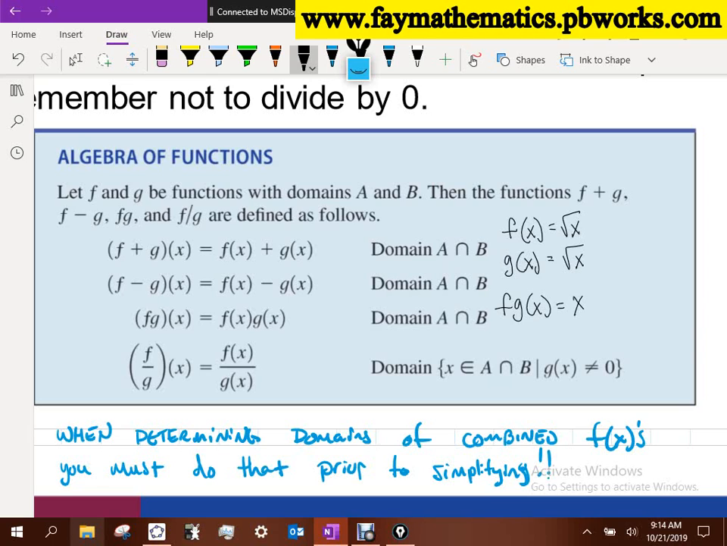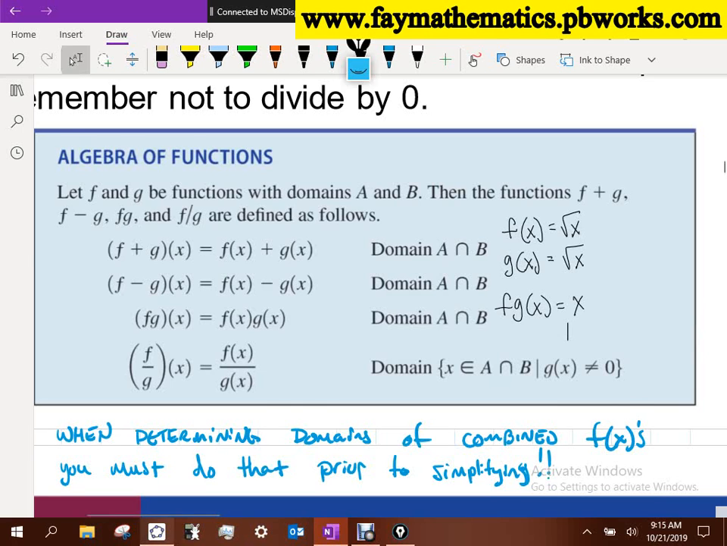Just x. So if I did that, now I ask myself, what's the domain? And I look at the domain of just x, I might think that there's no problems there, right? There's no roots and there's no division. But this definition of how we combine functions says it has to be the overlap of f's domain and g's domain. Well, what was f's domain? Bigger than or equal to 0. What was g's domain? Same thing. What do they overlap at then? Same thing, 0 to infinity, including 0.